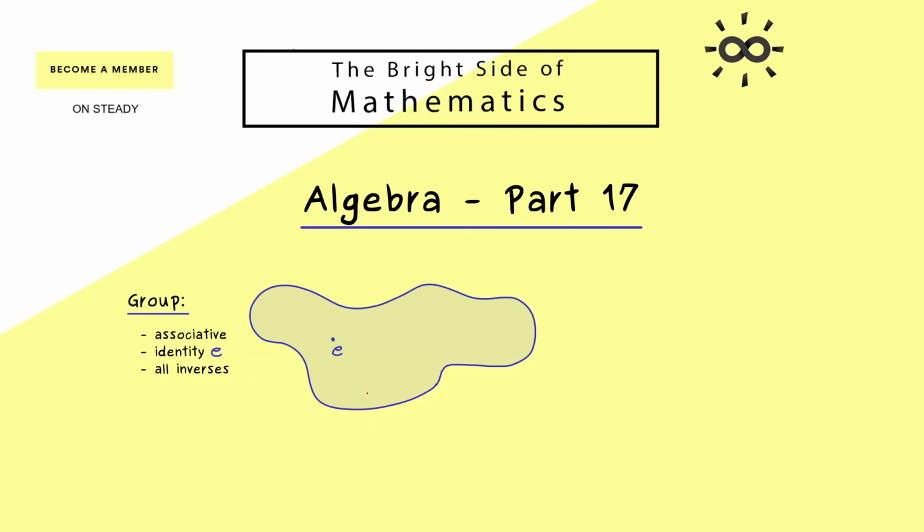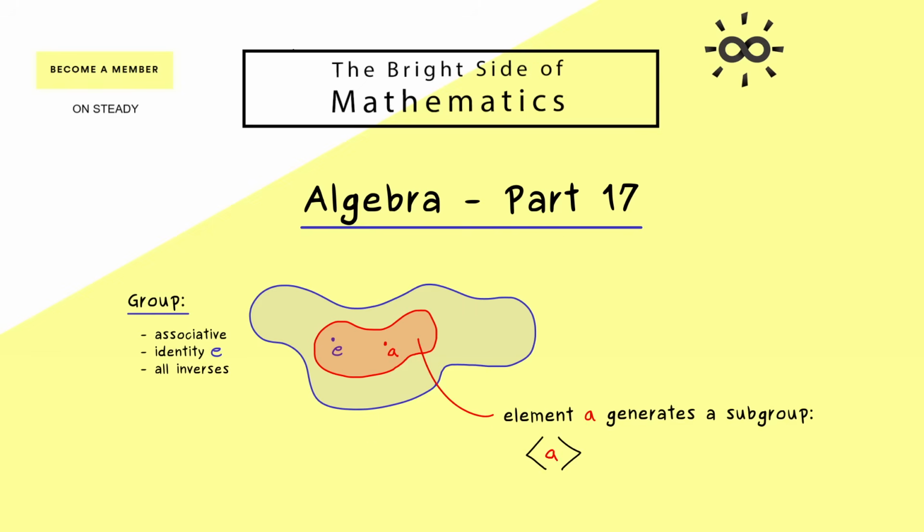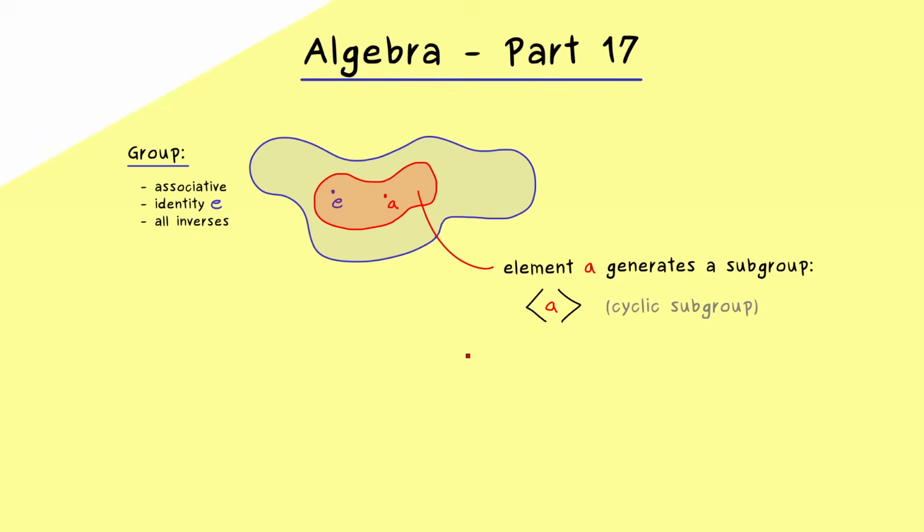Okay, so this is a group, and now inside such a group we can also find subgroups. So for example, any element A in the group generates a whole subgroup. And the notation for such a generated subgroup we also already know, we use pointed brackets. So this notation where A is inside the pointed brackets means that this is the smallest subgroup that still contains A. And since we only need one element to generate the whole subgroup, we call it cyclic. And in fact, in the last videos we have already discussed a lot about cyclic groups.